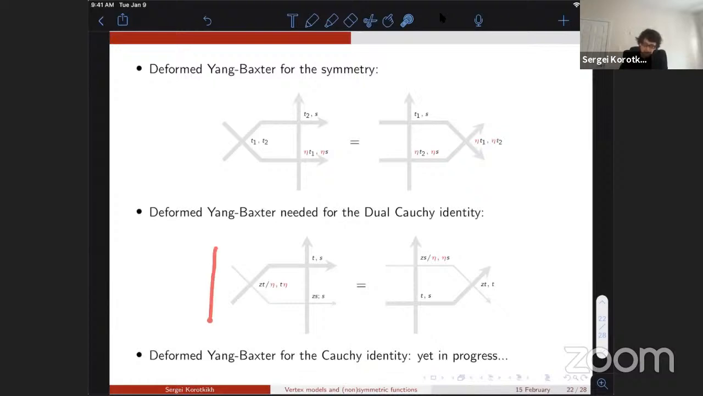And also there is another Cauchy identity which is used to exchange the q-Whittaker model and the dual spin Hall-Littlewood one.